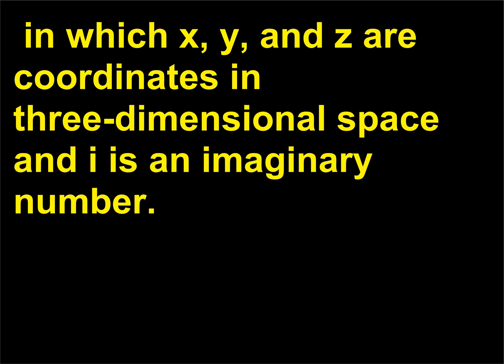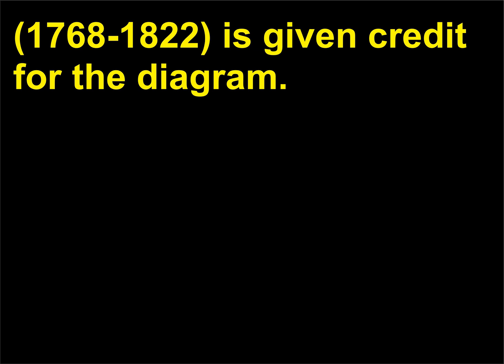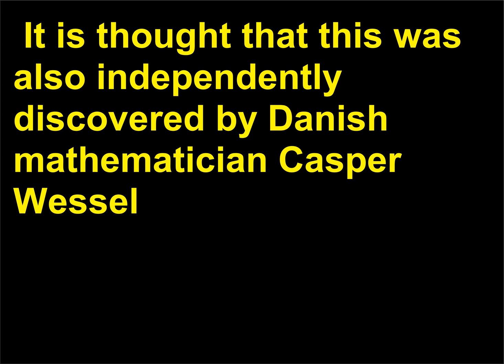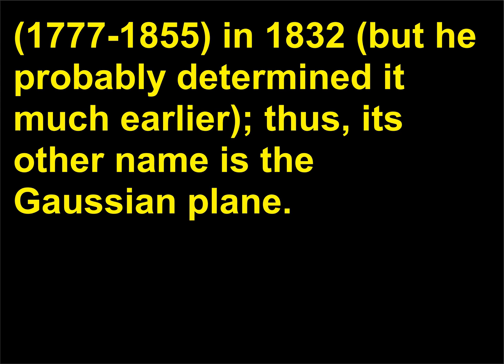Its true discoverer is not actually known, but Swiss mathematician Jean-Robert Argand, 1768-1822, is given credit for the diagram. It is thought that this was also independently discovered by Danish mathematician Caspar Wessel, 1745-1818, and later by German mathematician and physicist Carl Friedrich Gauss, 1777-1855, in 1832, but he probably determined it much earlier, thus, its other name is the Gaussian plane.